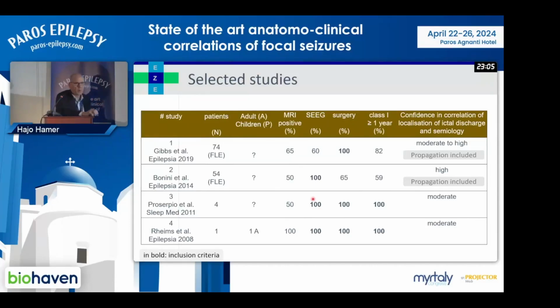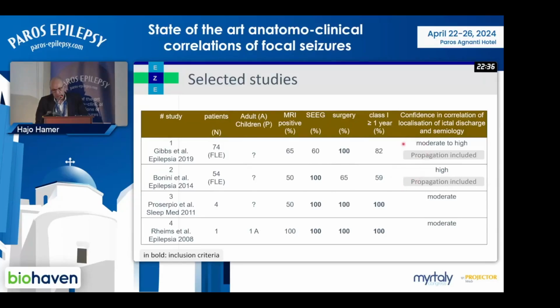And you have probably seen them before. One study from Milano, congrats to the study. One study from Marseille, congrats to this study. And all the other ones as well, congrats. But for this topic, talking about frontopolar seizures or semiology, the first 2 were more helpful for me.